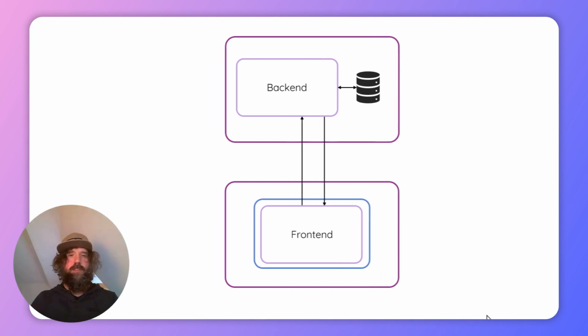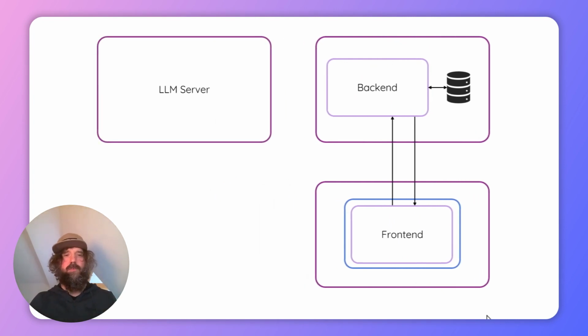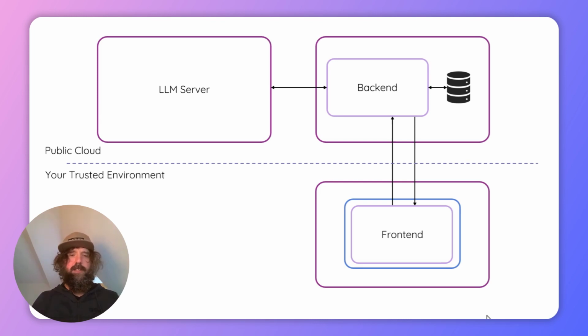And now when you want to connect this kind of system to an LLM server, you usually use the backend of the web app to communicate with that server and to orchestrate all the data processing that you want to apply AI to. And the problem here is that in this setup, there is a trust boundary. Here you see this line where above the line, that's the public cloud with all the systems that you cannot control. And below the line, there is your trusted environment where you actually have control over what's going on.